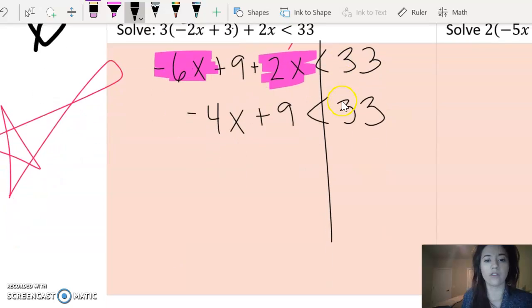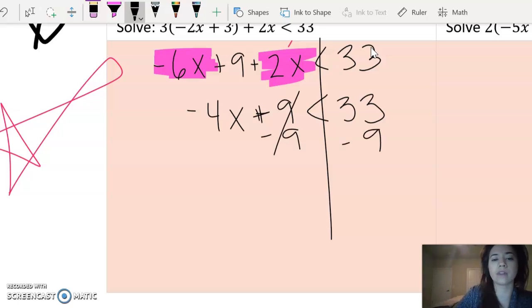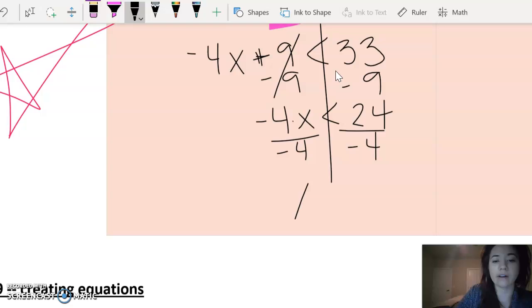Again, now from here we have a two-step equation. We get rid of addition and subtraction first. The opposite of plus 9 is to take away 9 on both sides. Negative 4x is less than 24. And then we have negative 4 times x, so we're going to divide both sides by negative 4. Remember, we need to get rid of that negative as well. And then we get x, and then 24 divided by negative 4 is negative 6.